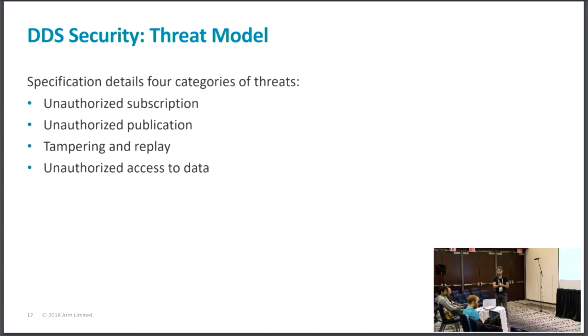The spec has quite a nice long chapter about the threat model. And there are four main groups of attacks that it describes in detail. So it's the unauthorized subscription. It specifies how to protect against someone trying to subscribe to a topic that they're not supposed to be allowed to. And the other way around as well. It explains how it protects from nodes trying to publish to topics that they are not allowed to, tampering, replay, and also unauthorized access to data.